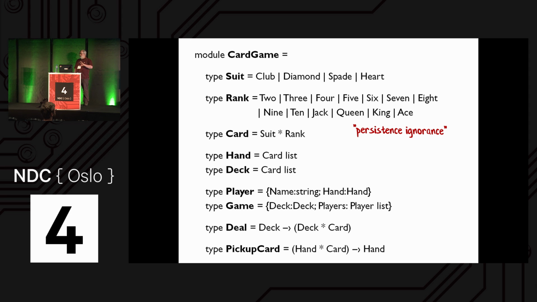One of the things about this model is it's what we call persistence ignorant. There's nothing about databases. There's nothing about foreign keys. There's nothing about primary keys. There's nothing about tables. There's nothing about classes. There's nothing about inheritance. There's nothing about interfaces. There's nothing except the domain. This is purely all about the domain.